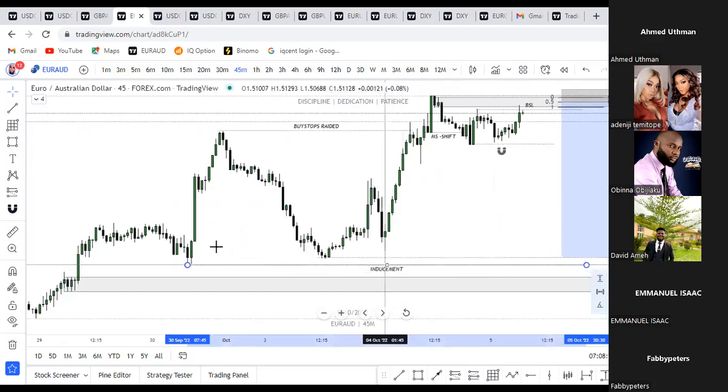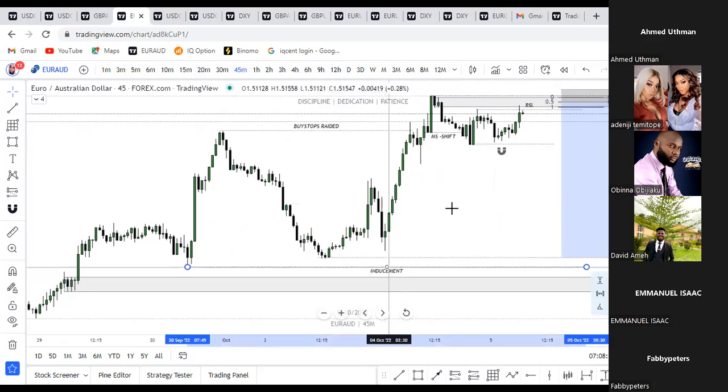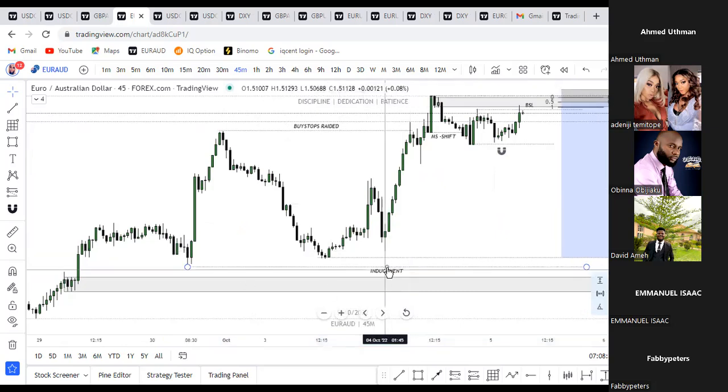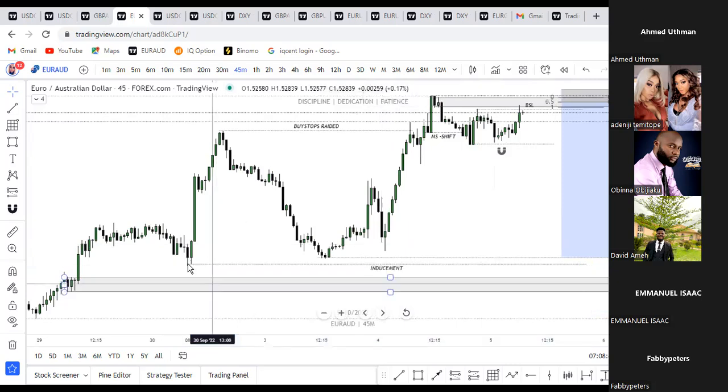This low reacted off nothing, thus making it an inducement. So this is where I'm taking the profit out on this low. Then because this low actually reacted off nothing, we're buying on this low right here. And anybody buying on this low, there are stop losses.